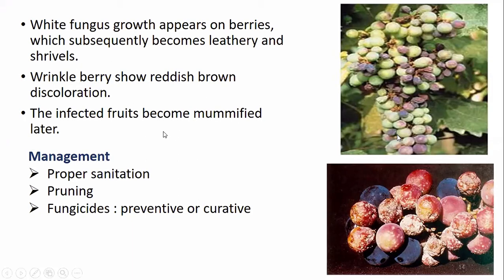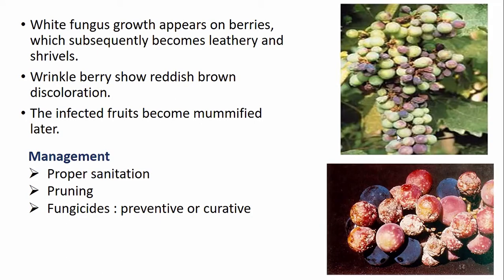Management practices: proper sanitation. Infected leaves and fruits should be destroyed, because fungal spores may be present in the fruits and leaves. So we want to destroy the infected fruits and leaves. Pruning to improve air circulation is also important to avoid the dissemination of fungal spores. Then use fungicide. Preventive and curative fungicides can also be used.